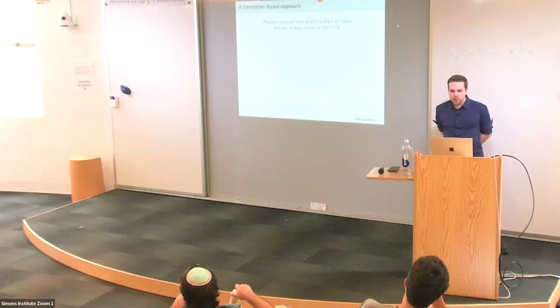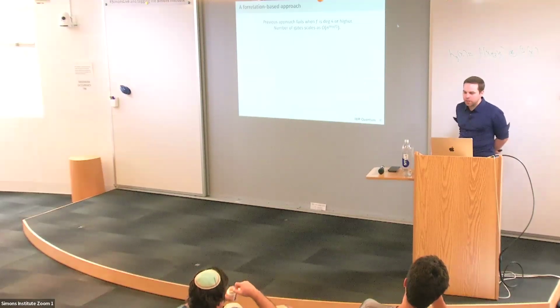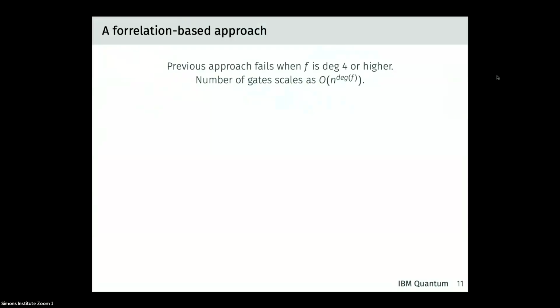Okay, so here I wrote that the previous approach fails when f is degree 4 or higher, but this is subject to the question of whether you can compute higher order derivatives or not. And the number of gates to implement will always scale as n to the degree of the polynomial. But here's an interesting way to fix the problem.